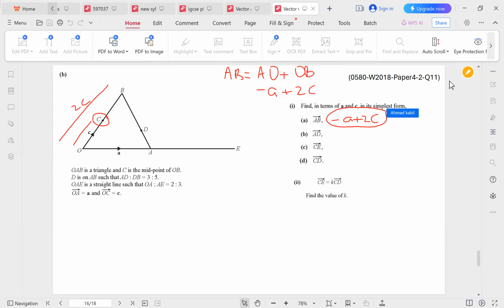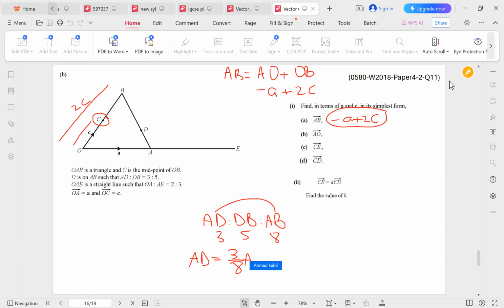In B, we are required to find AD. So let's figure out the ratio. We have AD to DB to AB. AD to DB is 3 to 5. This is 8. And we are required to find AD. So we want to link AD to AB. So AD equals 3 over 8 AB. We already have AB, so we just multiply the answer by 3 over 8.